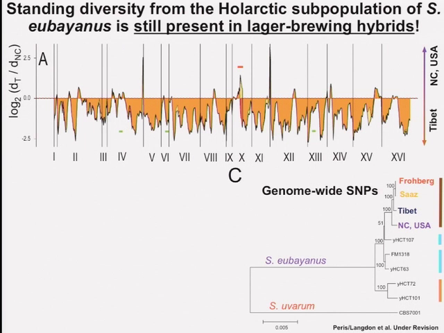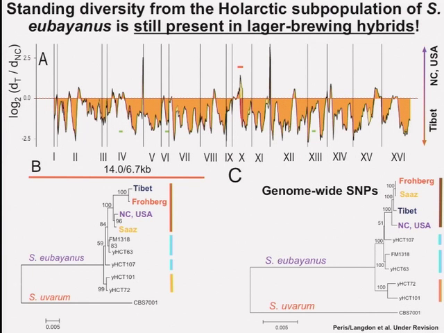And we can go in and inspect this region manually and make sure there are no assembly artifacts, and we can even build conventional trees. What we see is that you get really strong support for the Tibetan allele looking very similar to the Froberg allele, whereas the North Carolina allele looks very similar to the Saaz allele.